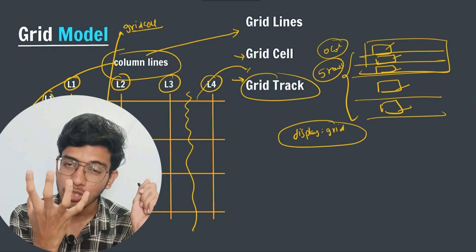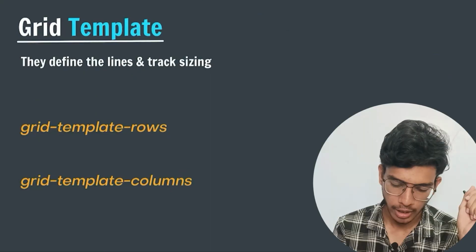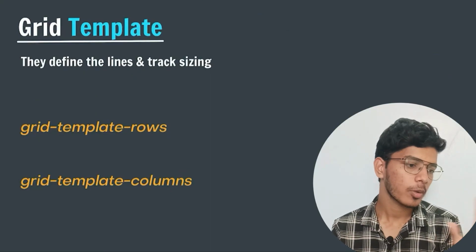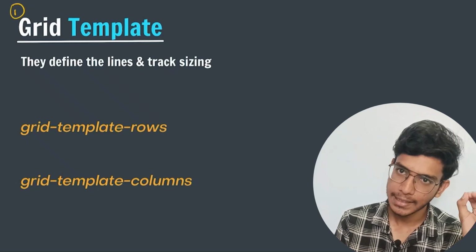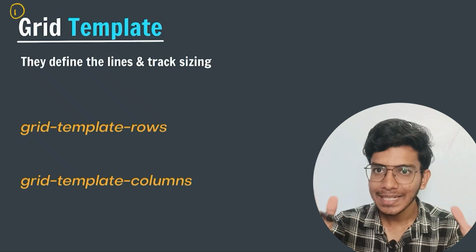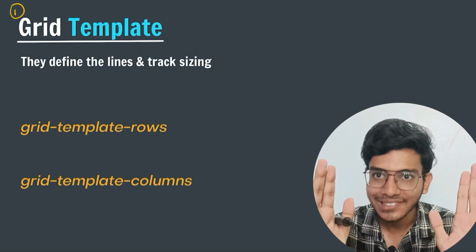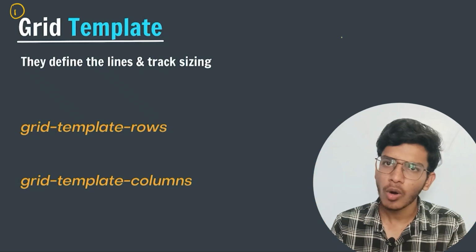Now let us talk about the properties of the GridBox model. The first property is grid template. Grid template is used to create tracks in your grid. Now we know what a track is.